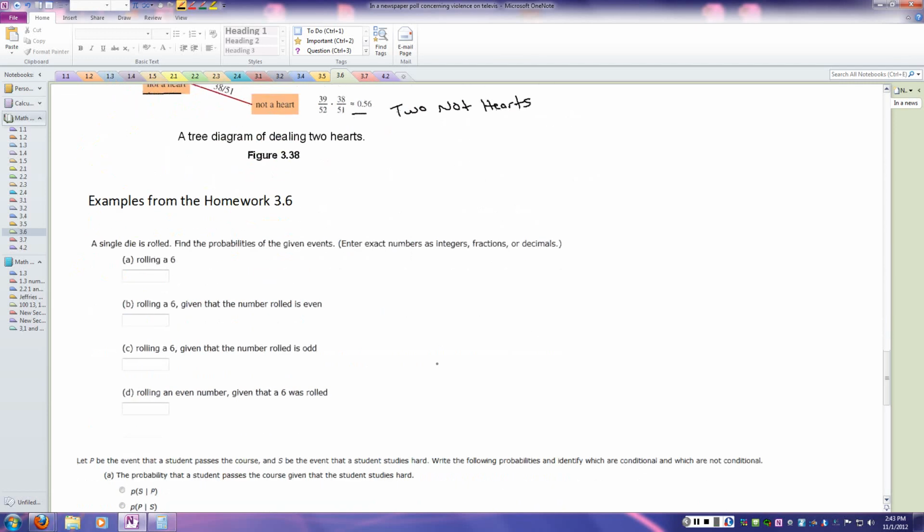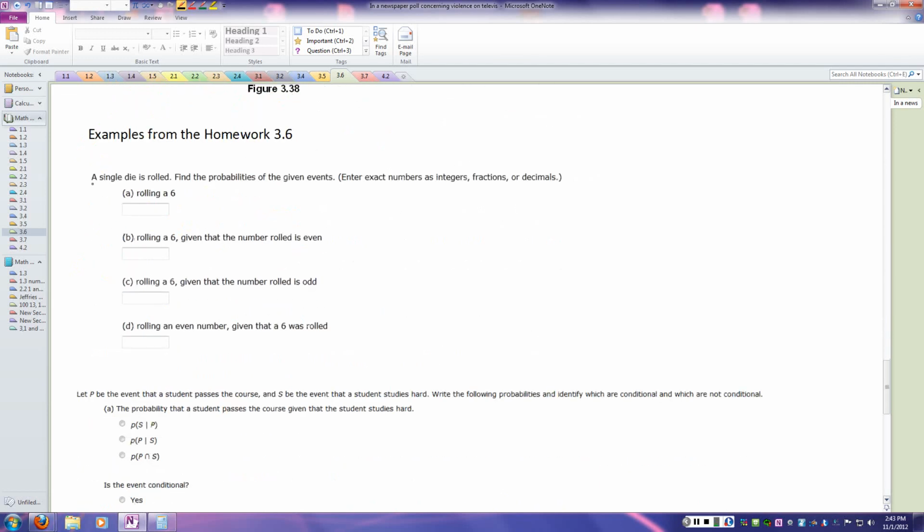So let's look at some examples from the homework. A single dice is rolled. Find the probability of the given events. Rolling a 6. Probability of rolling a 6, same we've done before. There's 1 6 out of a total of 6 dice. Probability of rolling a 6 given that a number rolled is even. So an even number is either 2, 4, or 6. So the probability of rolling a 6, knowing it's either 2, 4, or 6, is 1 out of 3, because I only have 3 even numbers.